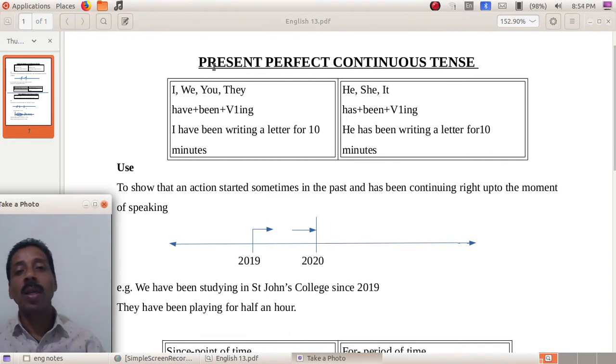That is, if you look at the first part of it, it is present perfect, and you have learned that if it is present perfect, have or has plus V3 form of the verb. And if you look at the last part of it, it is continuous tense. That means be form plus V1 ing form.